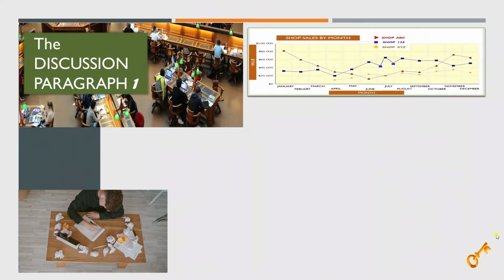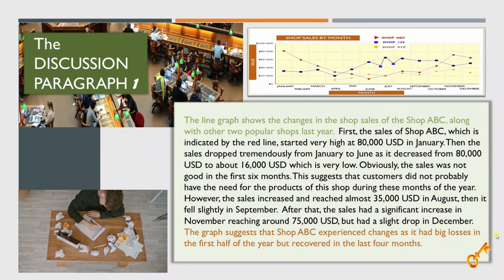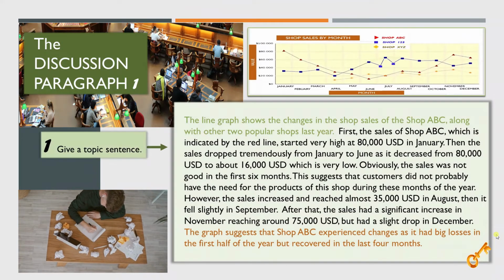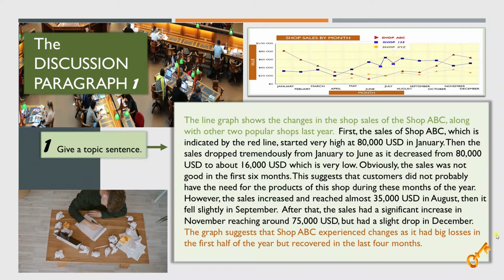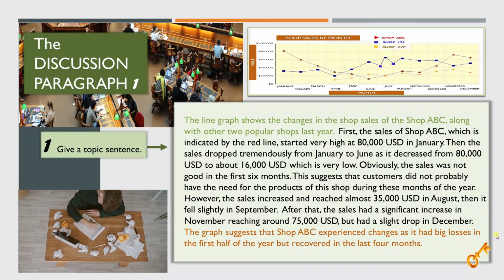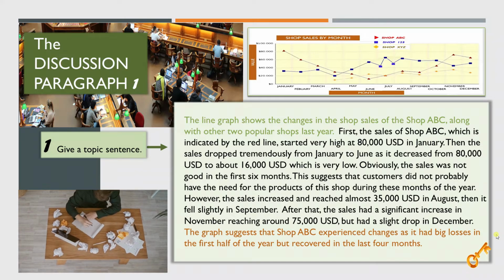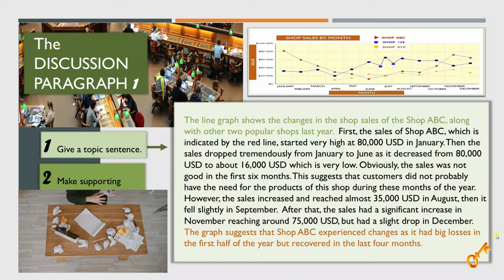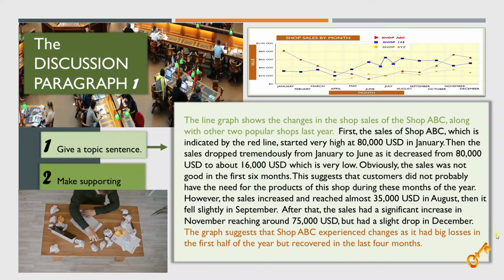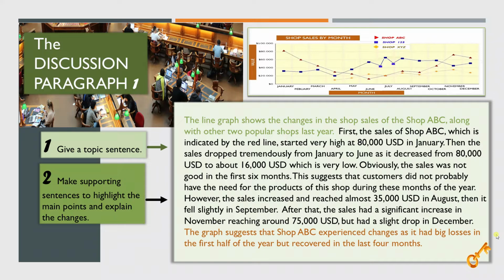Now, let us proceed to the first body paragraph. A good body paragraph or discussion paragraph must have the following. Start with a topic sentence to set the direction of the paragraph. In this case, your topic sentence refers to the changes in the sales of shop ABC. The topic sentence is followed by the supporting sentences.